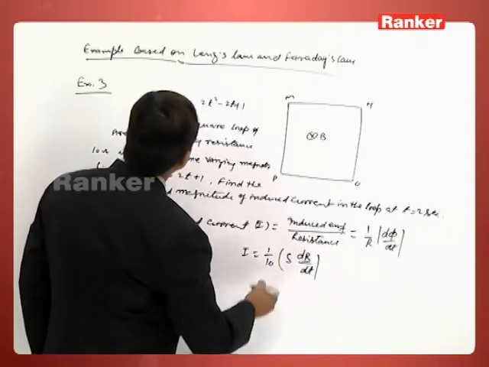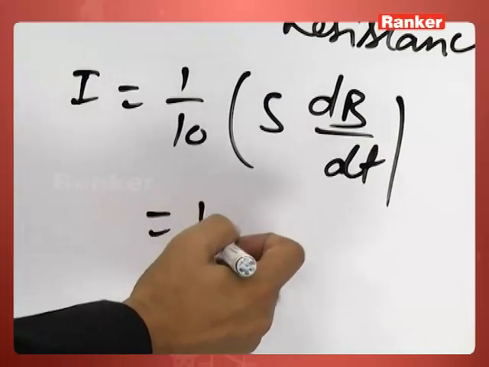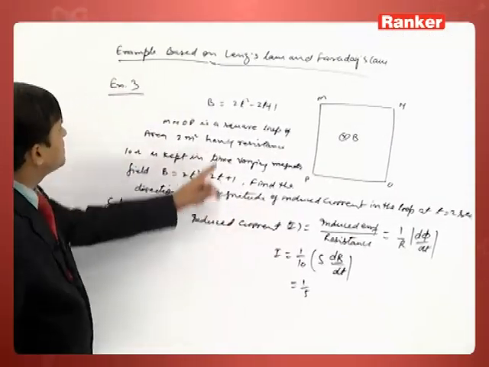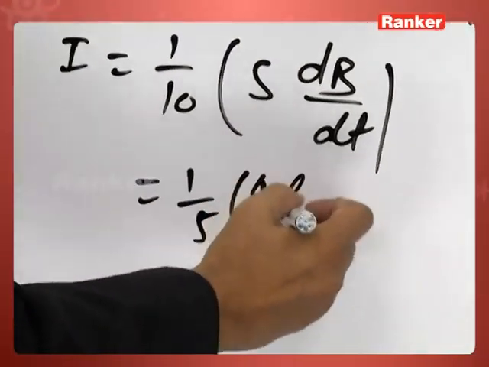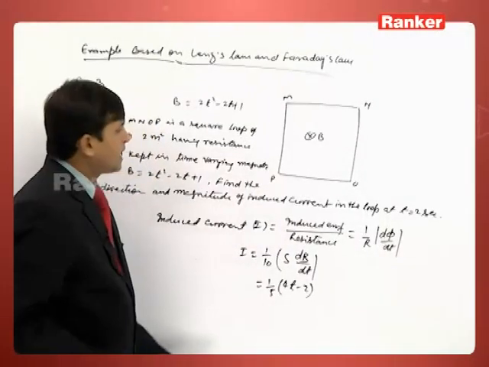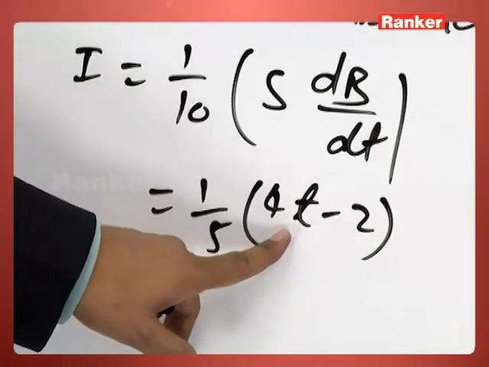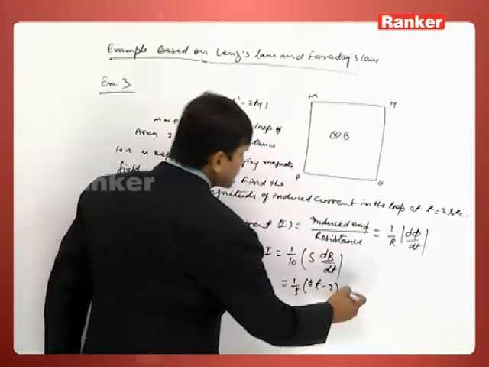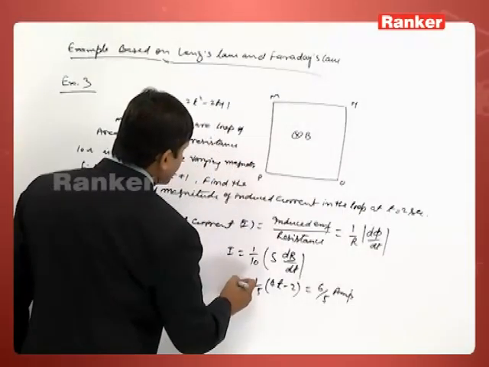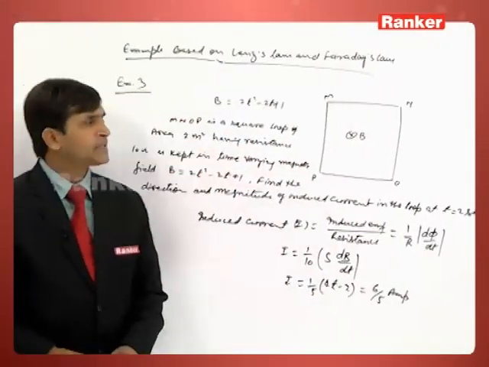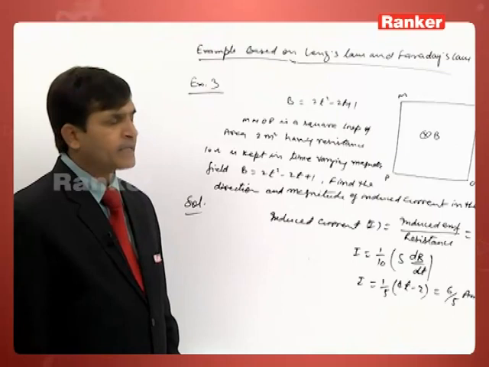So now the area given here is 2 meter square, so this 2 by 10 becomes 1 by 5. Now see the dV by dt, just differentiate this one: 4t minus 2. And they are asking at t equal to 2 seconds, so putting t as 2 seconds here, this becomes 6 by 5. The 6 by 5 ampere is the current. This is no problem at all. So the current value is 6 by 5 ampere, but the main point is the direction of the current.